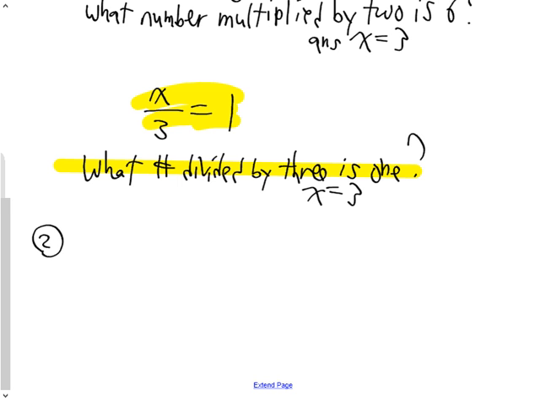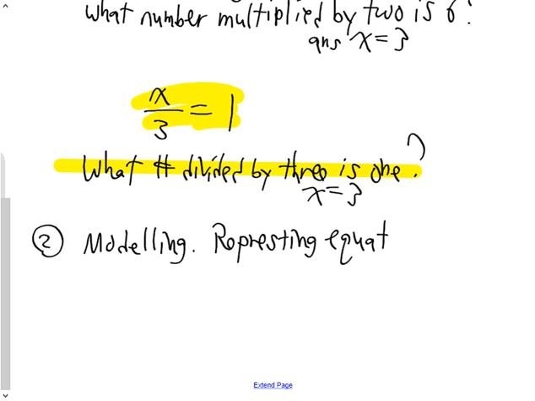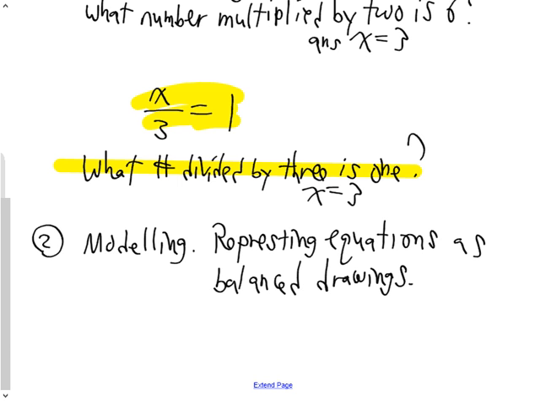The second method is called modeling. And I'm not going to go too deep into what it means, but it's representing equations as balanced drawings. And the funny thing is, if I look at my definition from this morning's class, that would be completely different than what I just wrote now. So representing equations as balanced drawings.